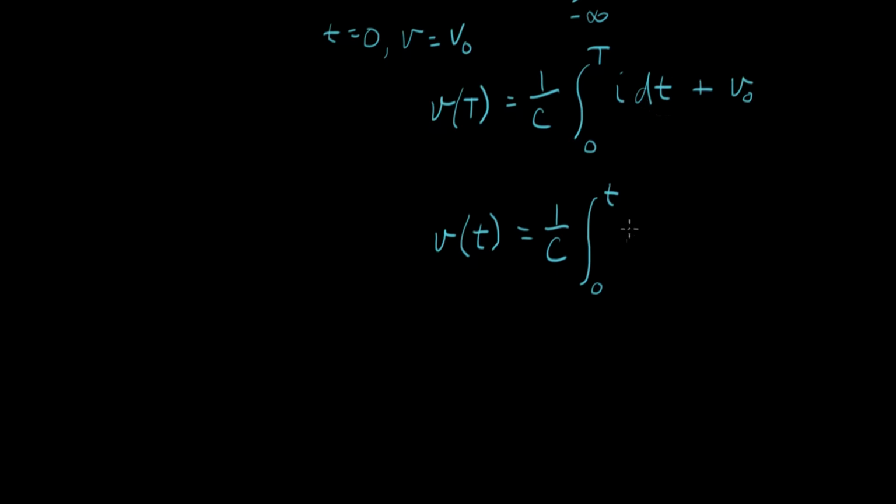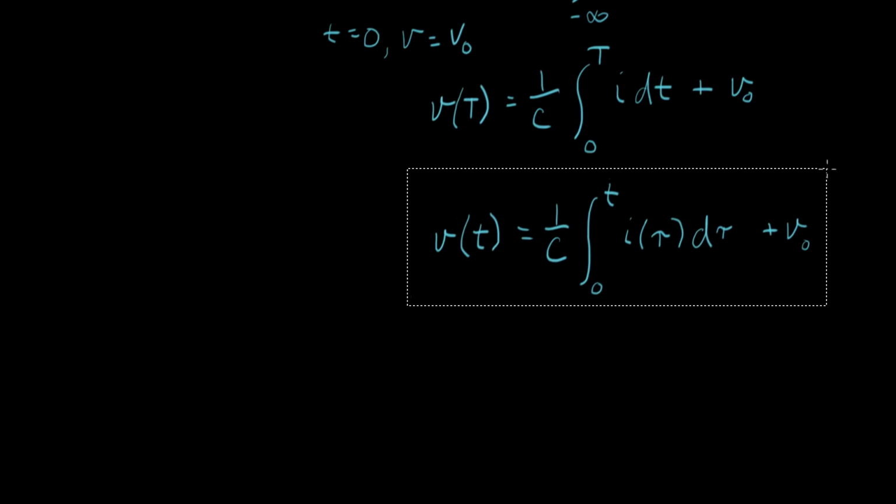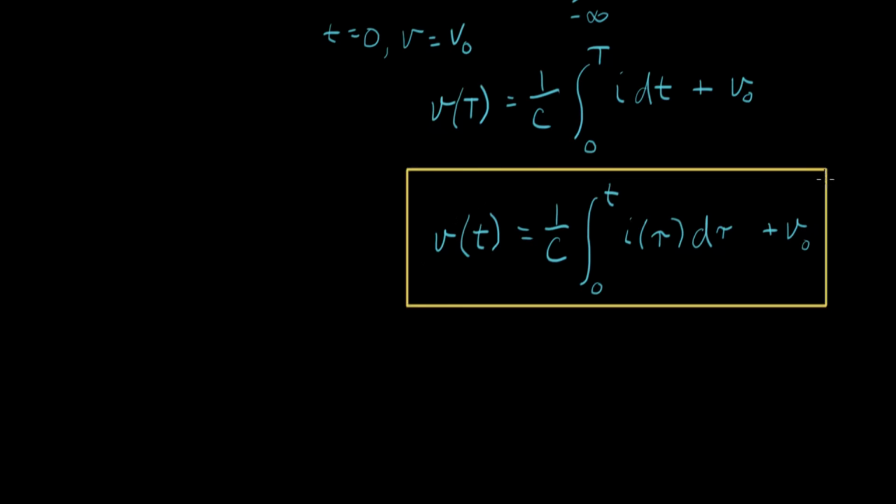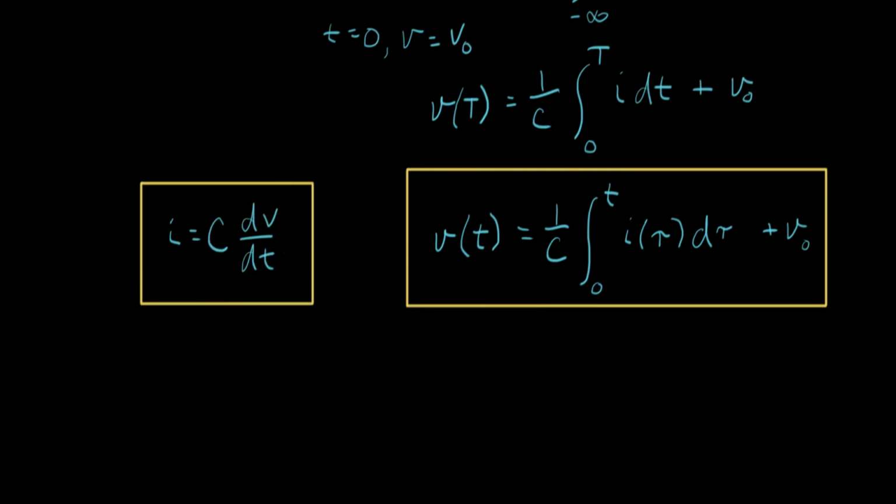I can call it something else. I'll call it tau. This is basically just a little fake variable, d tau, plus V naught. And now we finally have it: this is the integral form of the capacitor equation. We have the other form of the equation that goes with this, which was I equals big C dV dt. So there are the two forms of the capacitor equation.